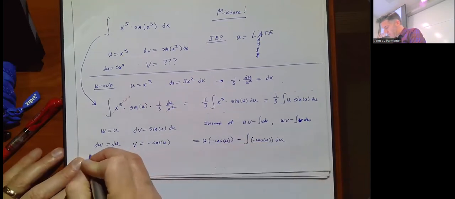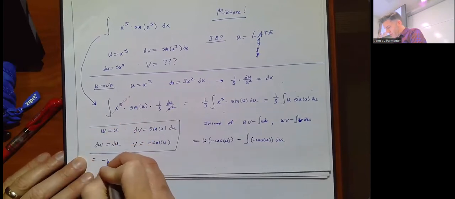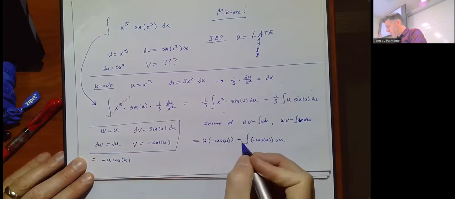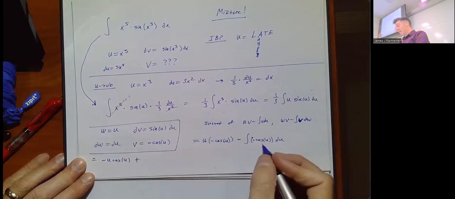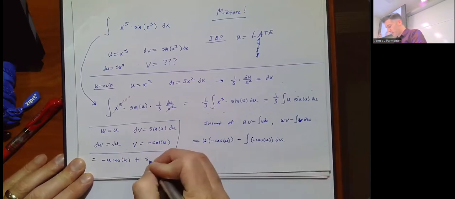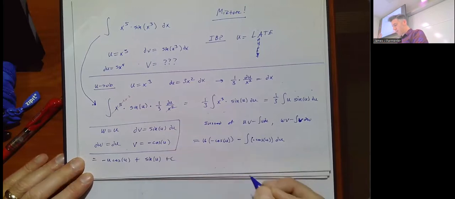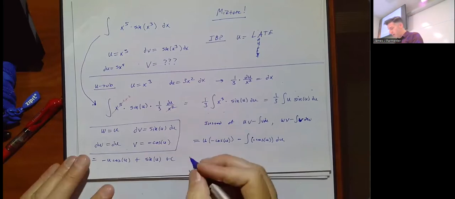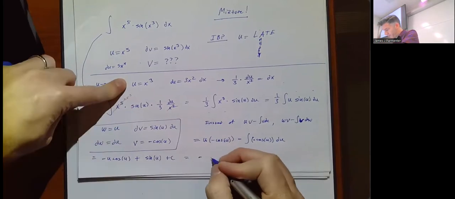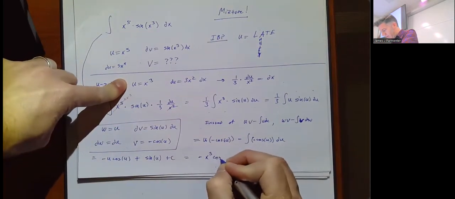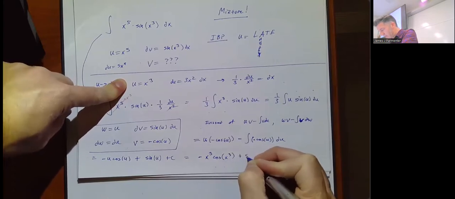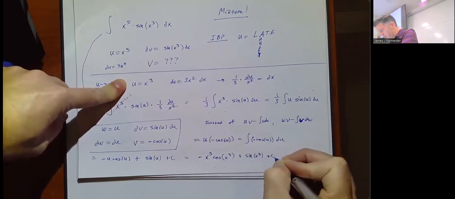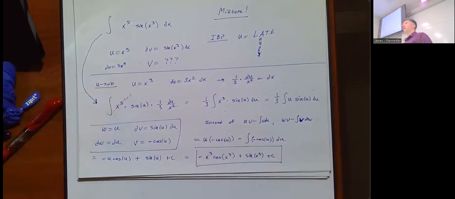This is going to equal negative u cosine of u, minus and minus is plus, the antiderivative of cosine is positive sine of u, plus c. And then, since we did a u sub to start, we have to change back to our original variable and get negative x cubed times cosine of x cubed plus sine of x cubed plus c. So sometimes you have to do a u sub and then integration by parts.